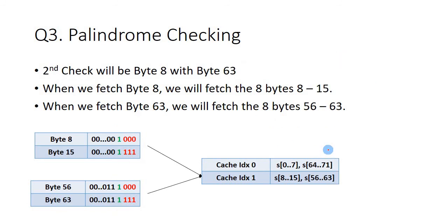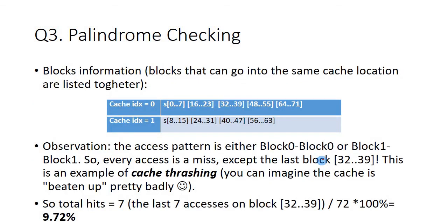So again, the same thing happens for the next 8 bytes, so bytes 8 to 15 and 63 down to 56. Again, both map to the same cache line 1, so again I'm going to have a full 100% miss. You can work through the rest and see that the same pattern keeps repeating itself. The only time where you actually get to have some hits is when I look at the last 8-byte block, which is 32 to 39.